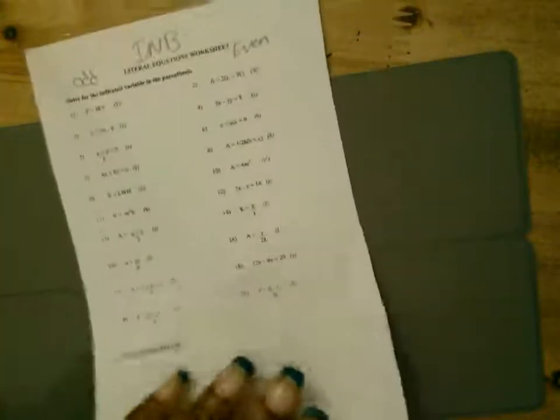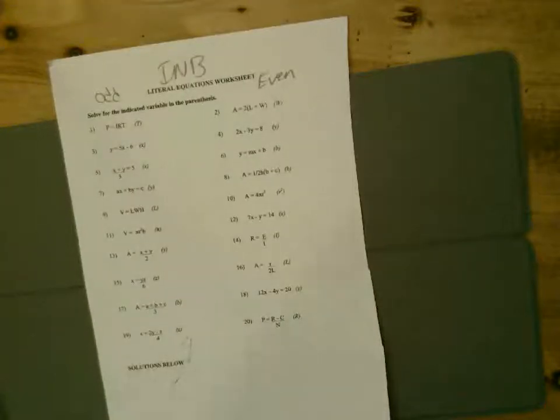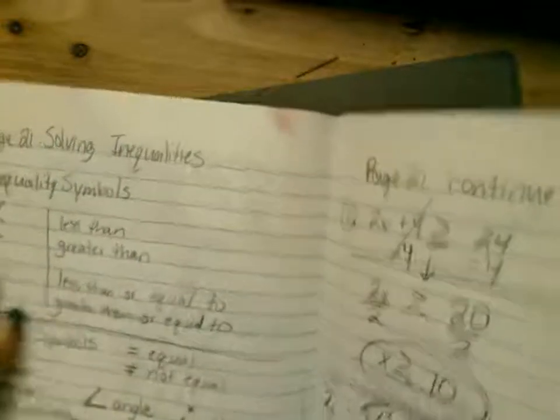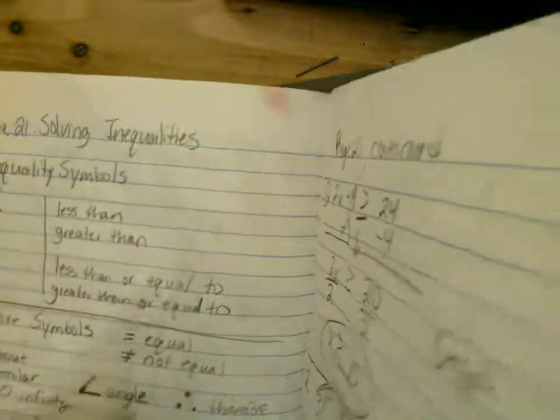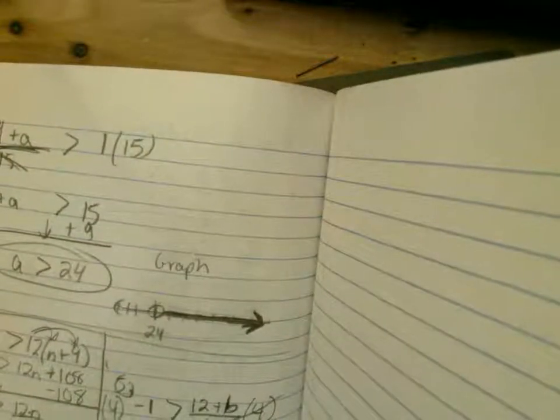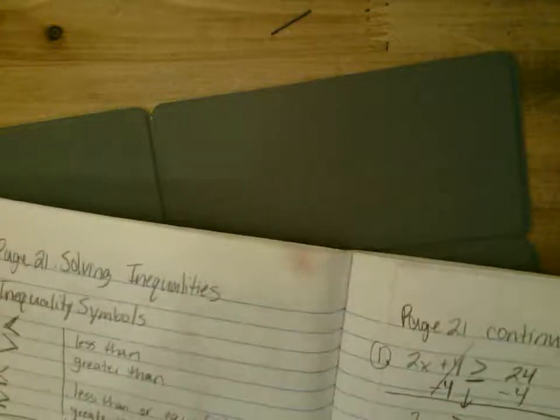Okay, pause for the cause. Please take out your interactive notebook and make sure that you have this available. All right, you should have your interactive notebook out. The last page that we did was page 21, our solving inequalities page. Now we are working on literal equations. So this is going to be page 22.